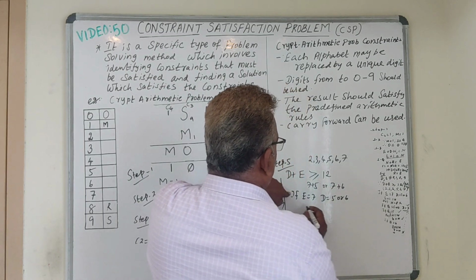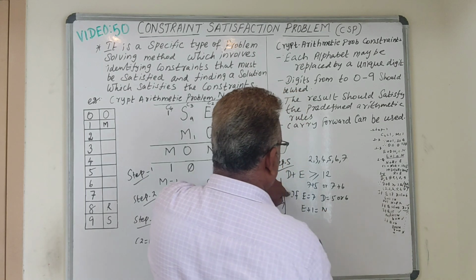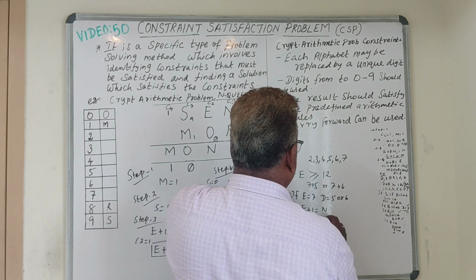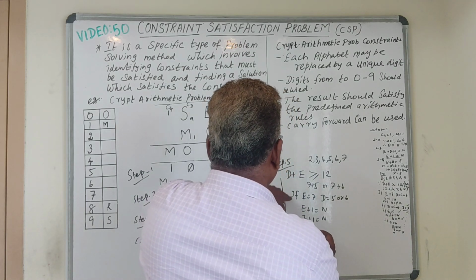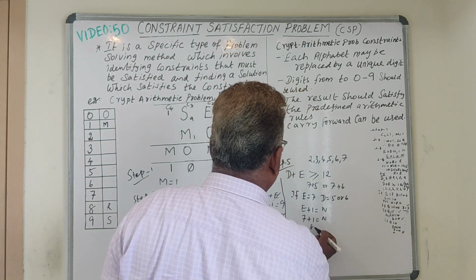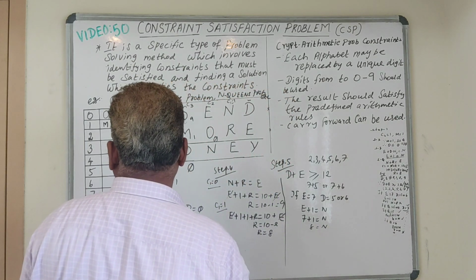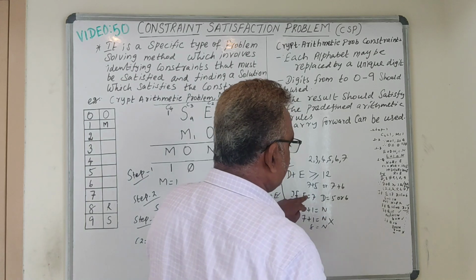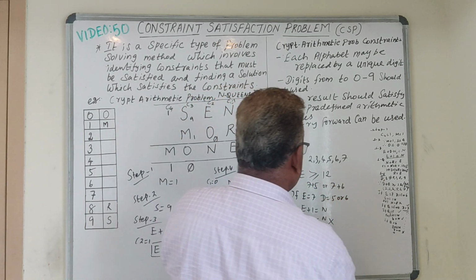So use our equation, E plus 1 is equal to N. Now substitute the value of E. So this is 7 plus 1 is equal to N, which is equal to 8. So 8 cannot be assigned for this N, because 8 is already there. So this assignment of E is wrong, and the D is also wrong. Now we have to change the assignment.